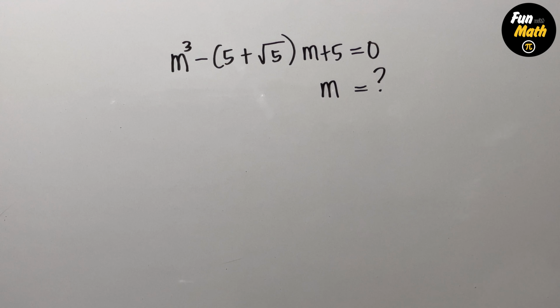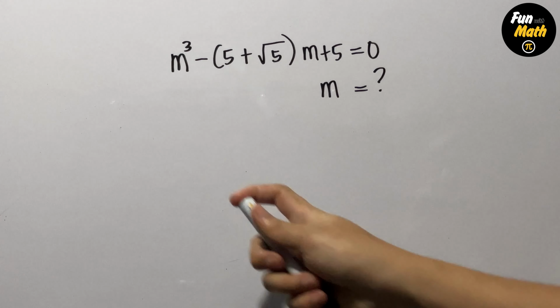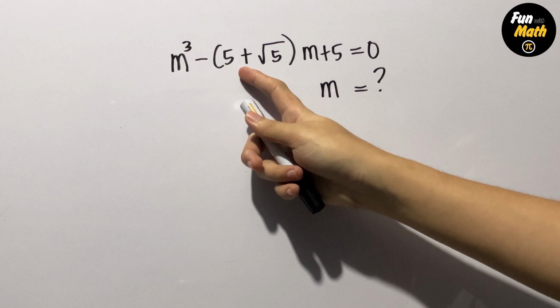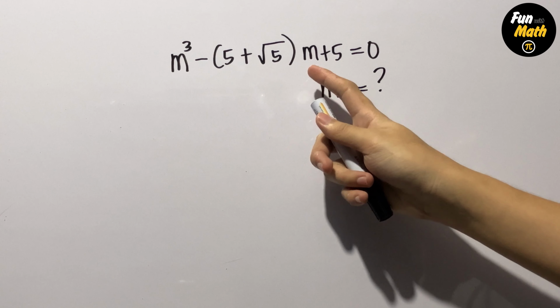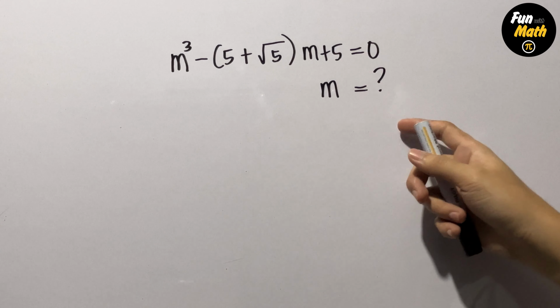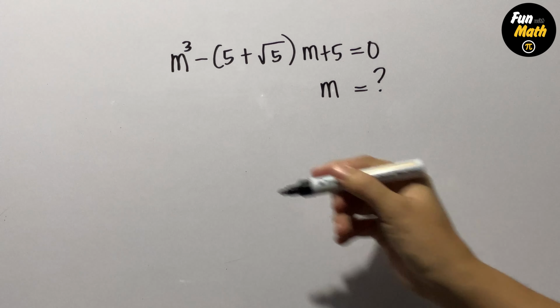In this video, we have another problem to solve, and that is m cubed minus 5 plus square root of 5 times m plus 5 is equal to 0. Find m. Now here's the solution.